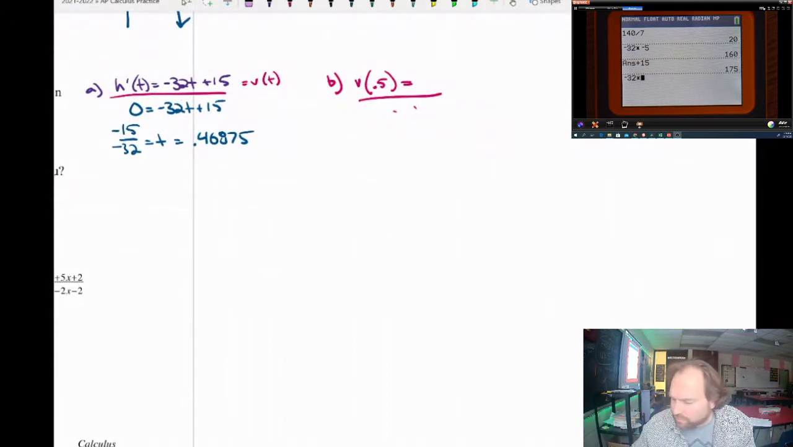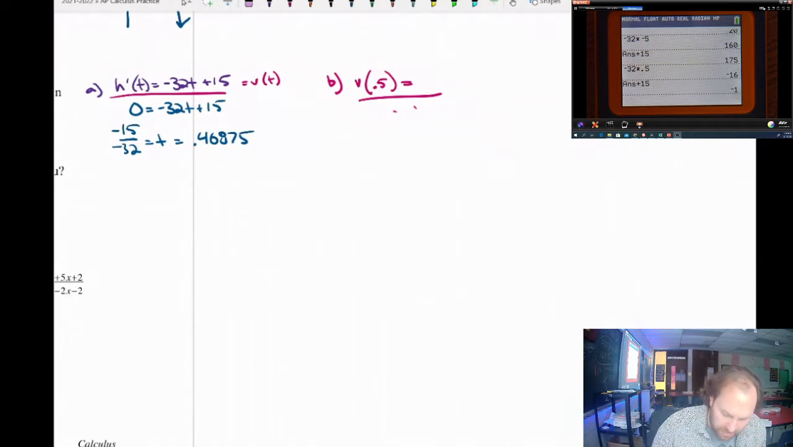It's negative 32 times 0.5. I typed negative 5. There we go. 16 plus 15. Much better. Negative 1. Okay, I was like, that doesn't seem right to me at all. My alarm was kind of going off. V of 0.5 is negative 1.